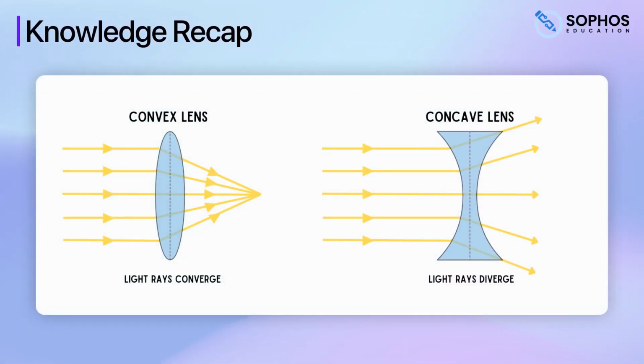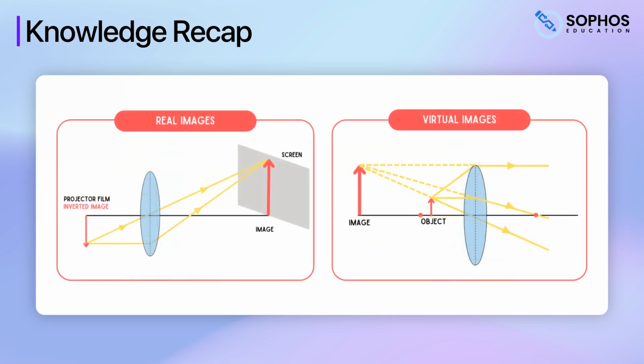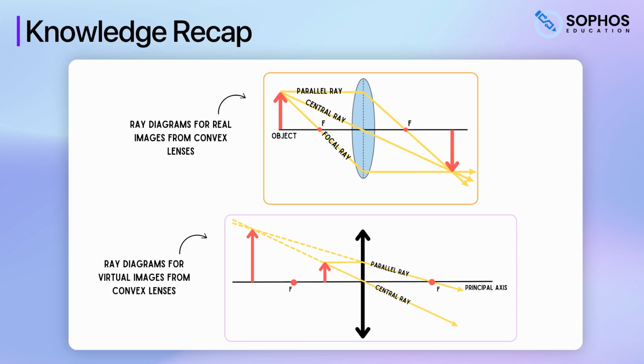Previously, we've learnt about concave and convex lenses as well as real and virtual images. We've also learnt how to construct ray diagrams for real and virtual images for convex lenses. Carrying on from there, today we will learn about ray diagrams for concave lenses.